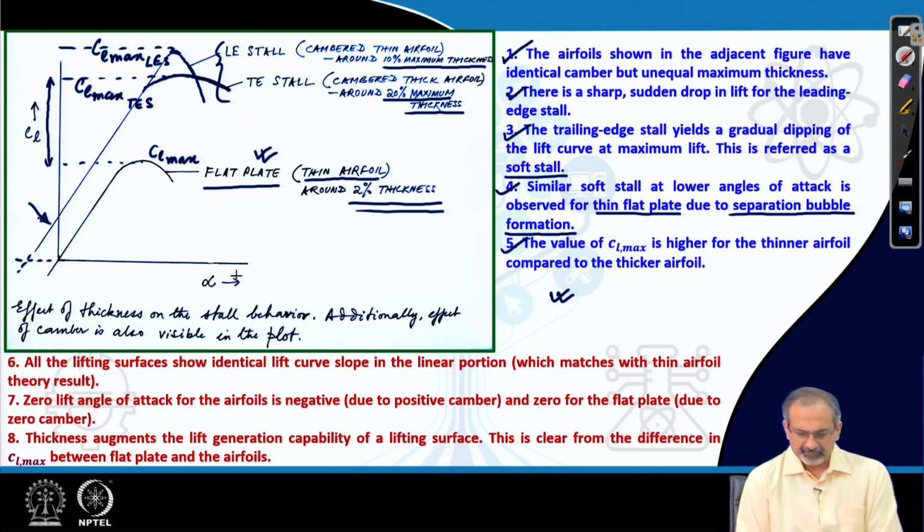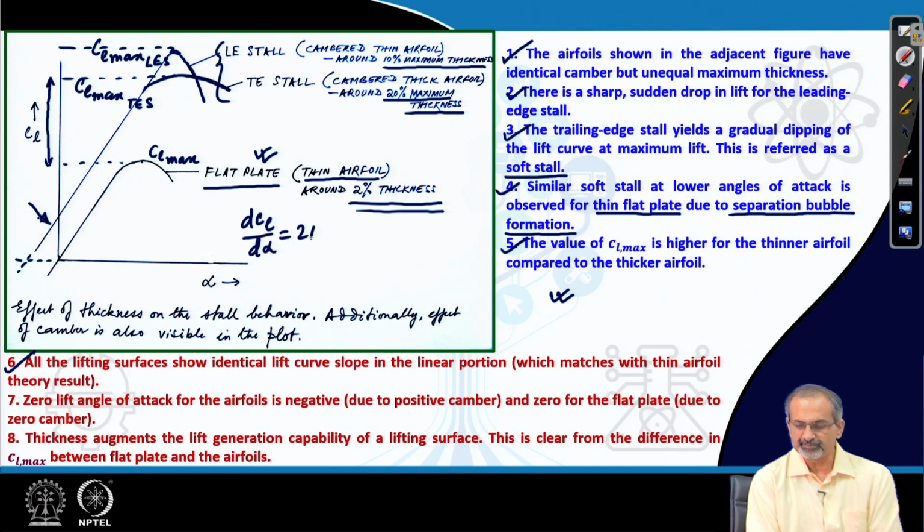Fine. And then let us go back to these points at the bottom. All the lifting surfaces show identical lift curve slope in the linear portion, which matches with the thin airfoil theory result. So, whether it is a symmetric or a cambered airfoil, the lift curve slope theoretically is 2 pi. Zero lift angle of attack for the airfoils is negative due to positive camber, and 0 for the flat plate because it has 0 camber. It is a symmetric section.